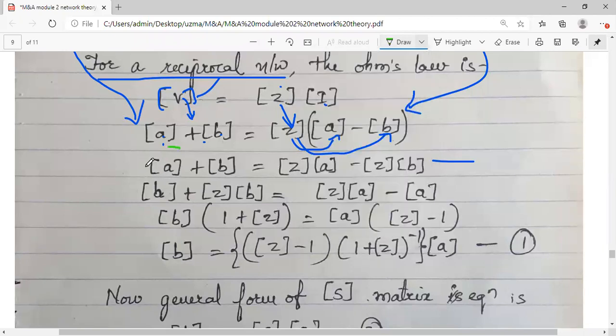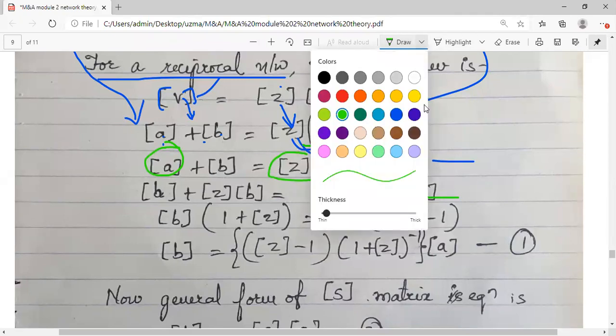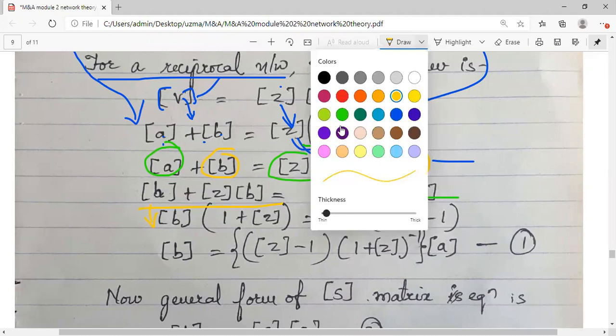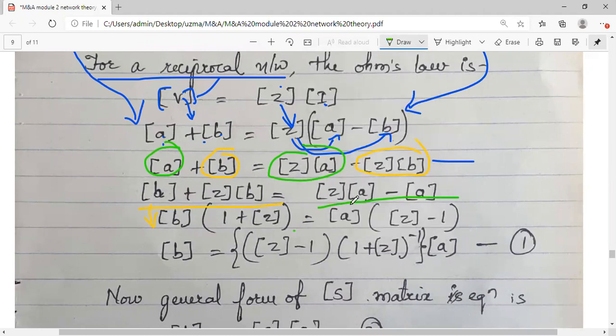So if I take that, see, this is your A term. These 2 are the A terms. I have taken this to the other side. And your B terms, which are again 2 in number, collectively I have taken to one side. So B plus ZB is equal to ZA minus A. Again, you can take B common in this. You will be left with 1 plus Z. Similarly, go for the other side. I'm taking A common here. If you take A common, you'll be left with Z minus 1. Okay.